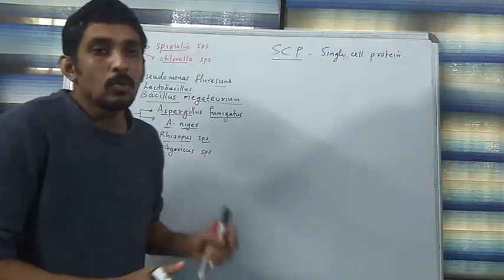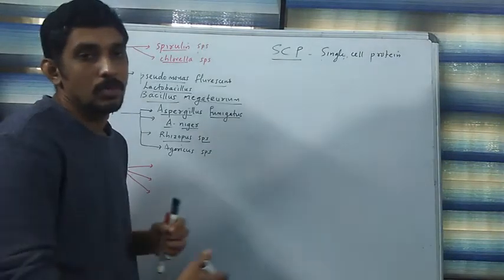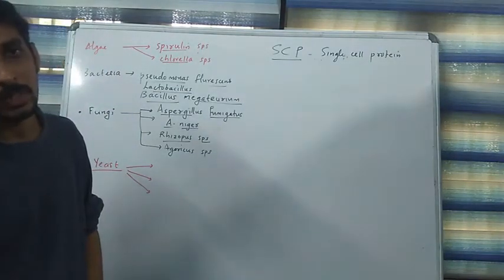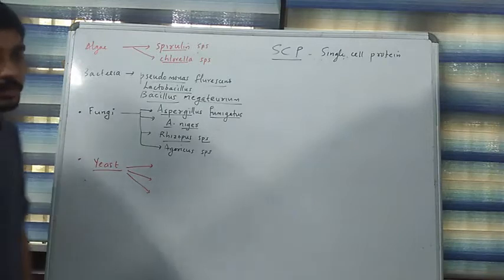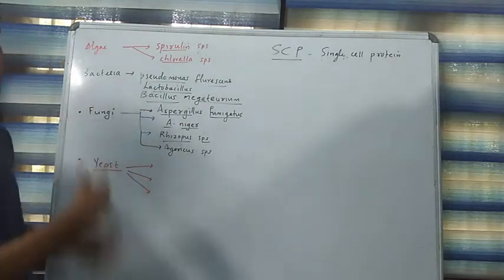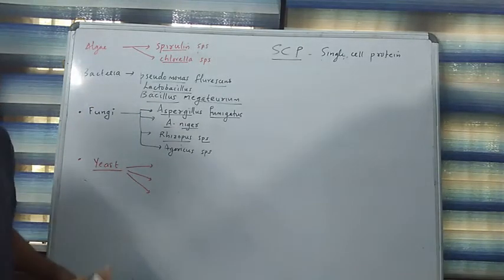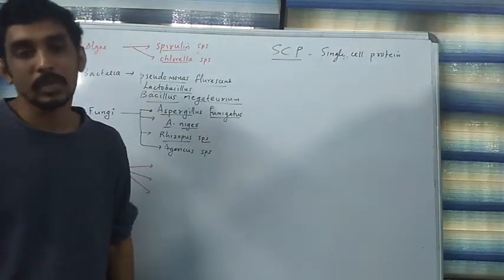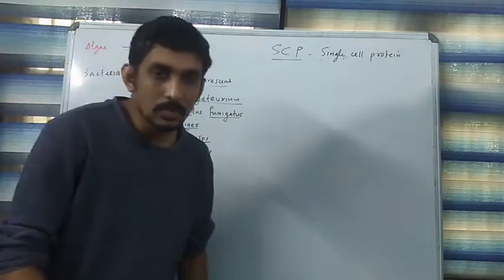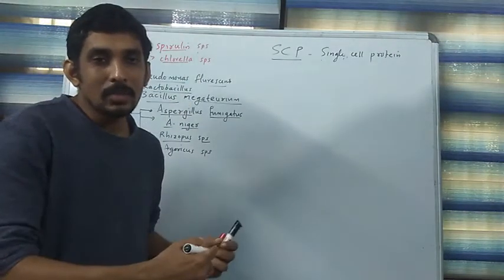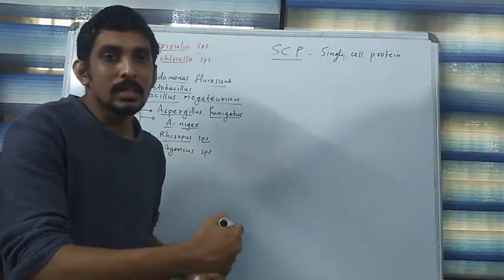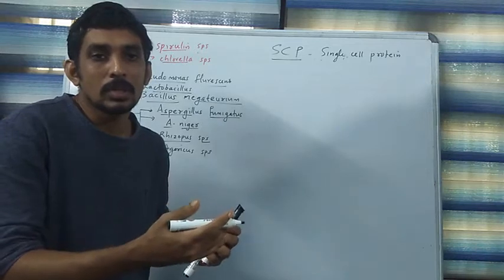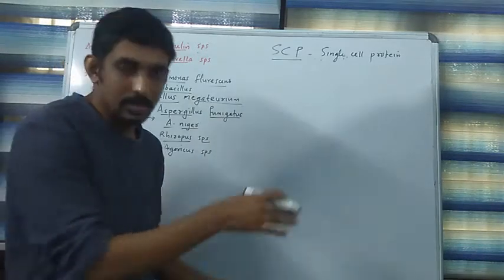And when we move into the examples of single cell protein, we can depend on different kinds of algae, different kinds of bacteria, and fungi for the production of single cell protein. When we take the case of single cell protein, some single cell protein can be eaten as such.